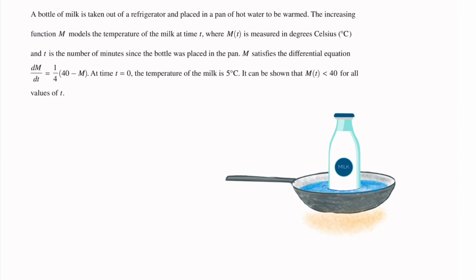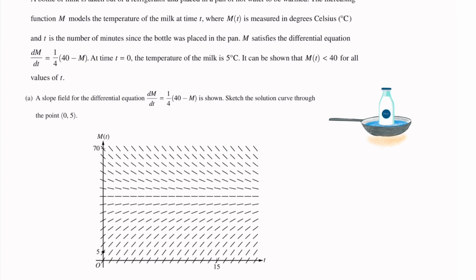A bottle of milk is taken out of a refrigerator and placed in a pan of hot water to be warmed. The increasing function m models the temperature of the milk at time t, where m of t is measured in degrees Celsius, and t is the number of minutes since the bottle was placed in the pan. m satisfies the differential equation dm/dt is equal to 1/4 (40 minus m). At time t equals 0, the temperature of the milk is 5 degrees Celsius. It can be shown that m of t is less than 40 for all values of t.